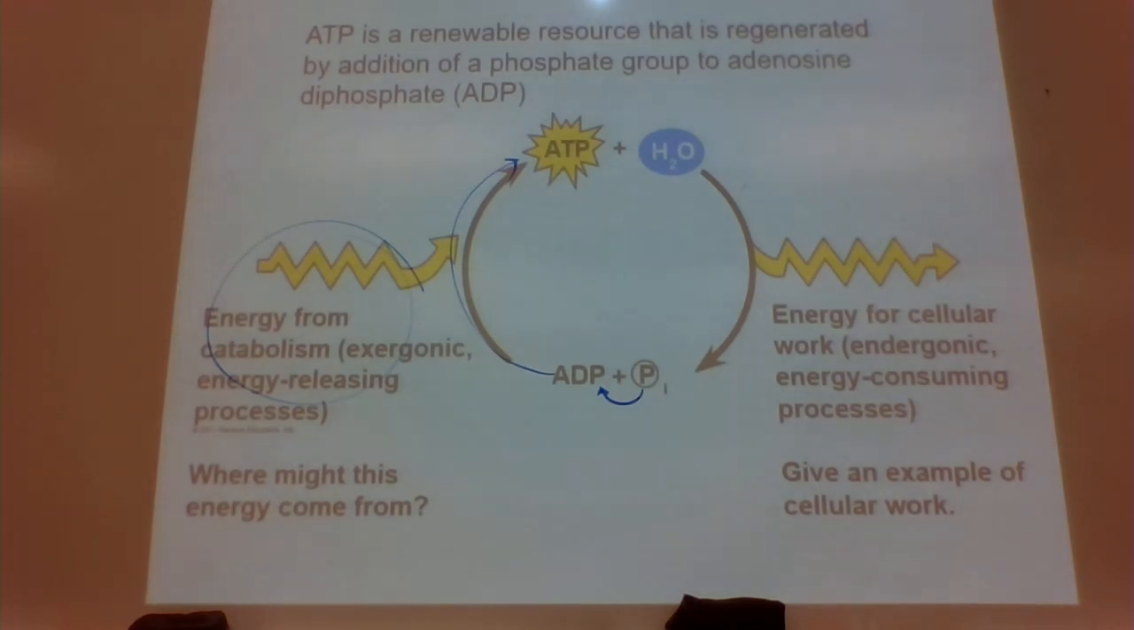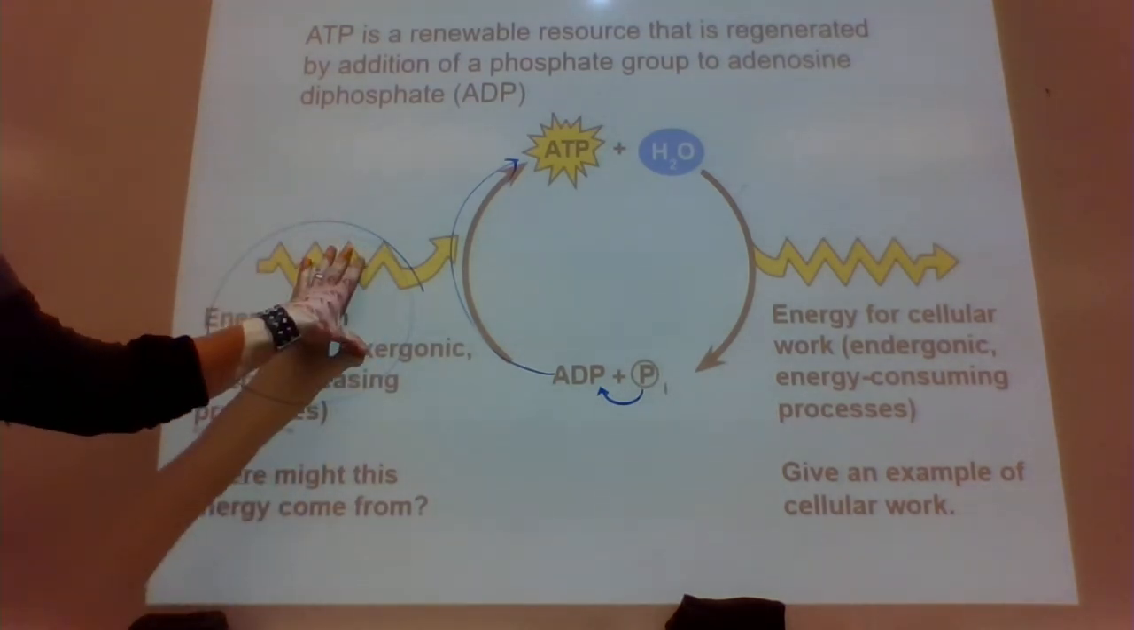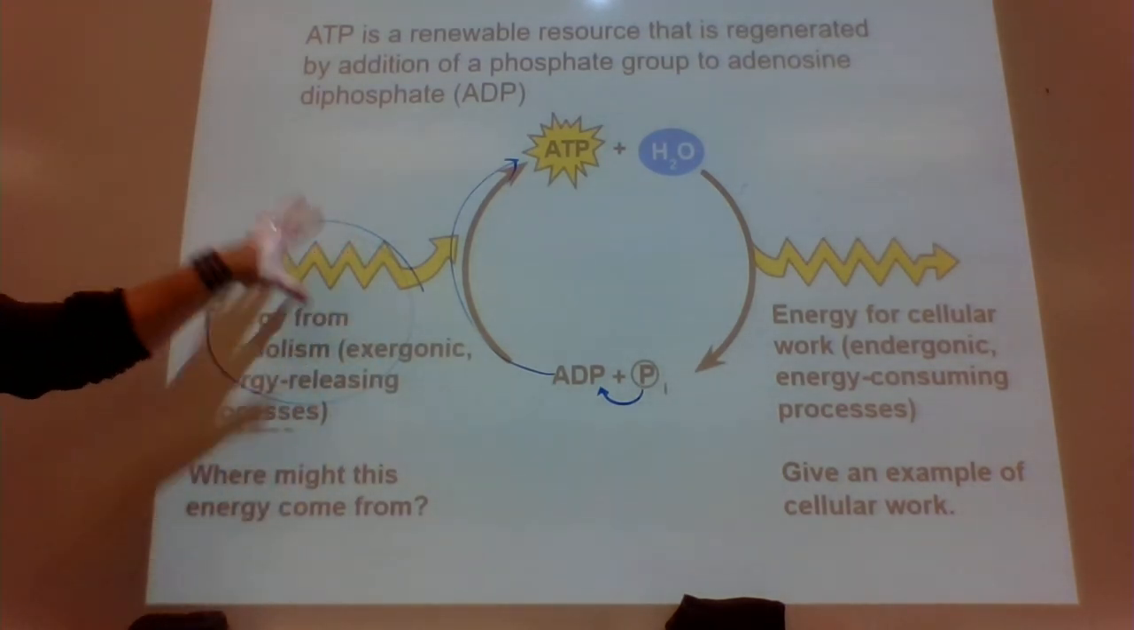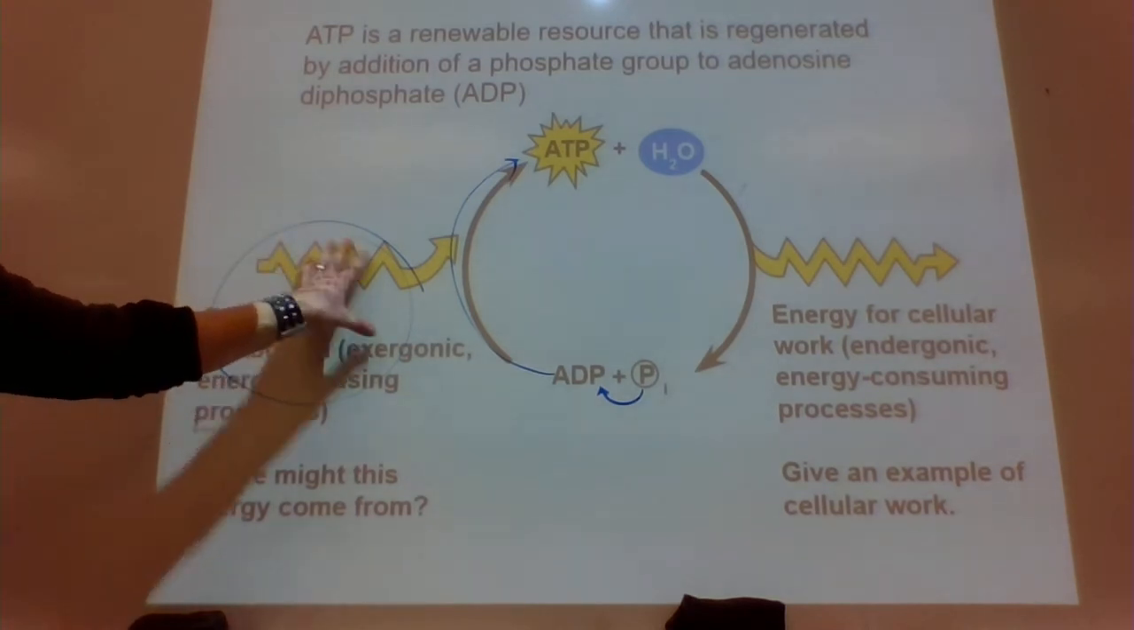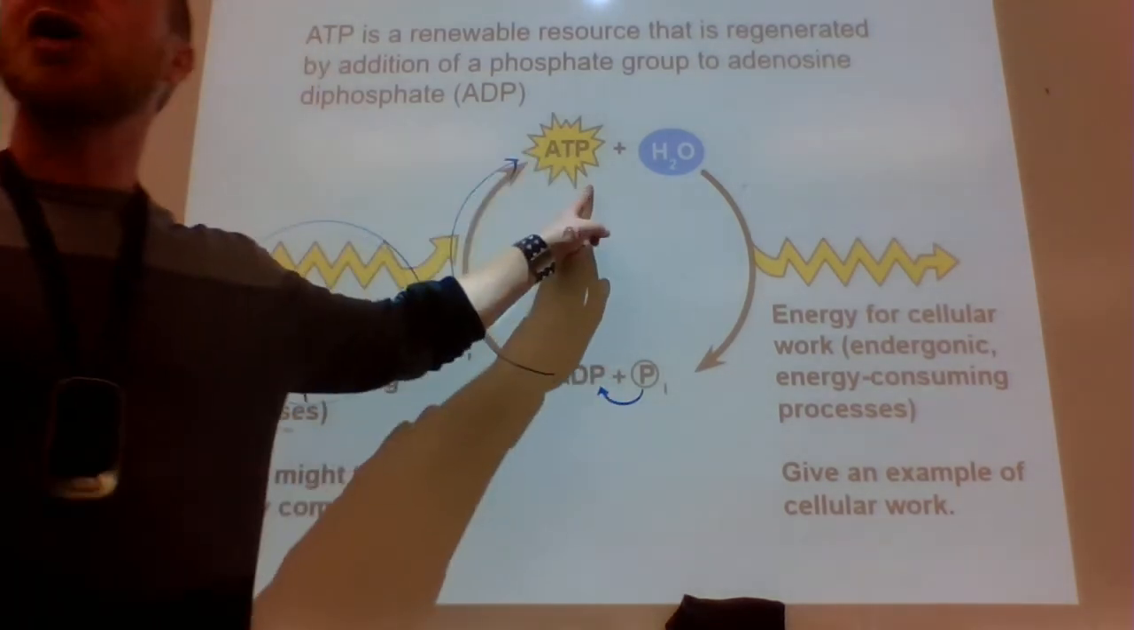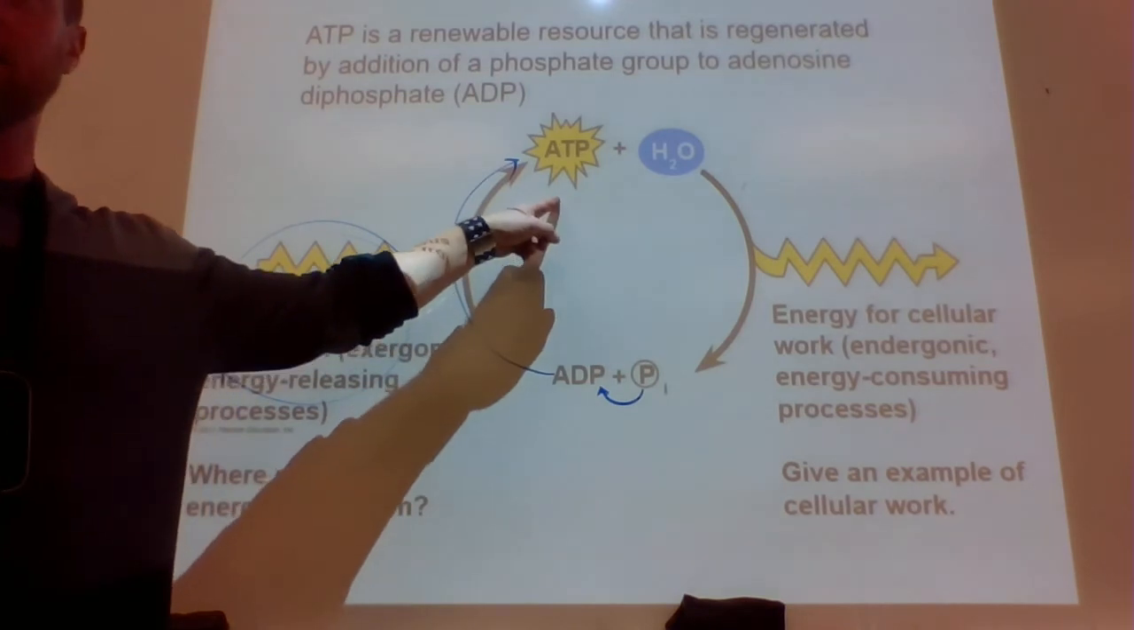Your food. It comes from your food. This is why you eat. What types of macromolecules did we say you consume for energy? Carbs and lipids, right? Anything but proteins, really. Carbs and lipids you consume for energy. And when you break down carbs and lipids, the energy released from these is what's used to regenerate the ATP.